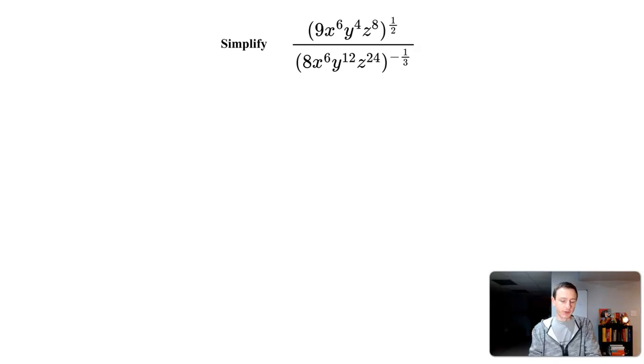So here's what I'm going to do. I'm torn between two potential steps here. Let's talk about the fraction exponent. Let's just talk about the top first. Let's just deal with this.